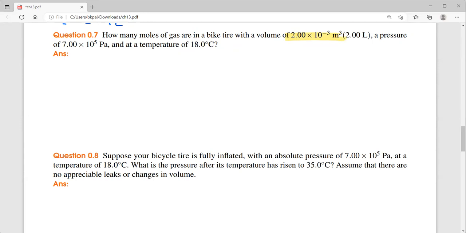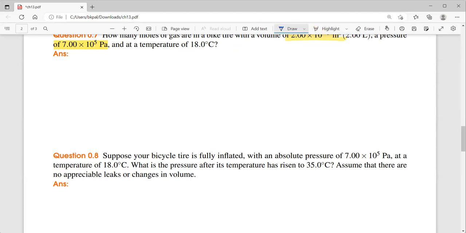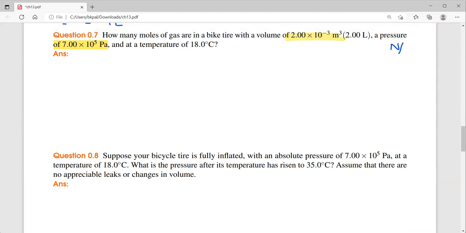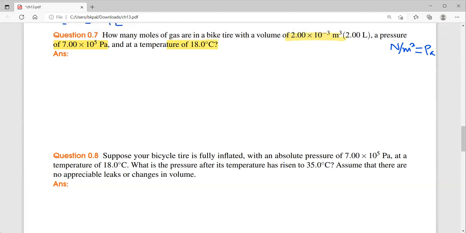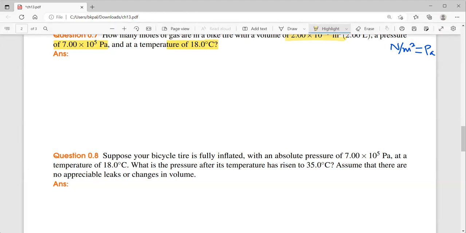We are given the pressure. Pascal, Pa, is the pressure. Pascal and Newton per meter square are both standard international units. So pressure's unit is either Newton per meter square or Pascal, Pa for Pascal. So it's okay just to keep it as is for the pressure, and it also gives us the temperature. Now we have to calculate the number of moles again.